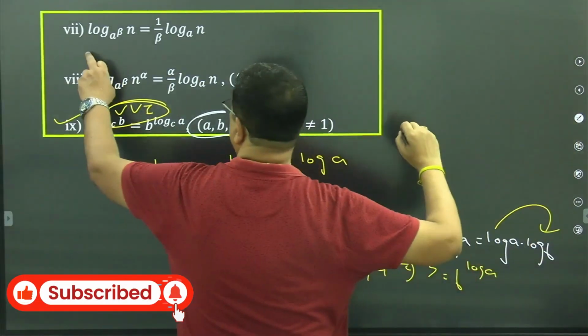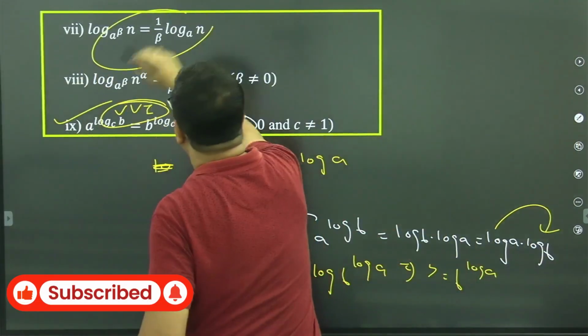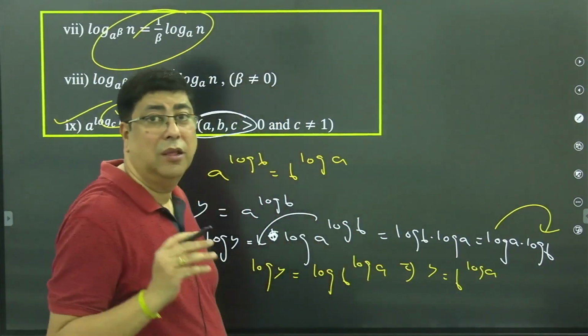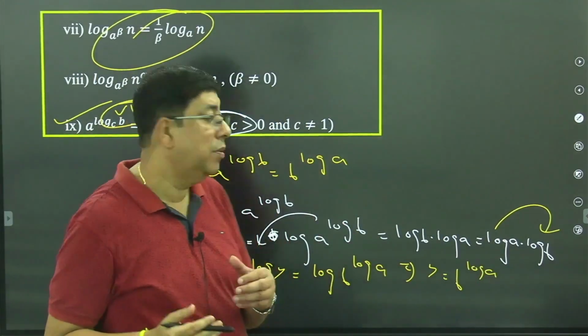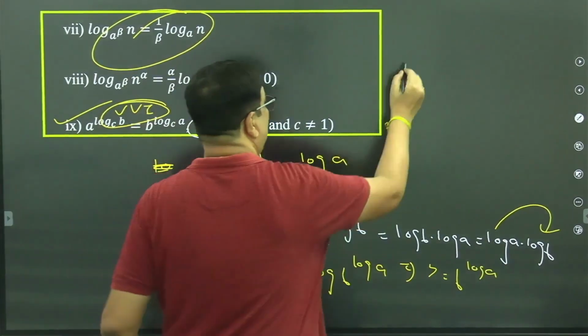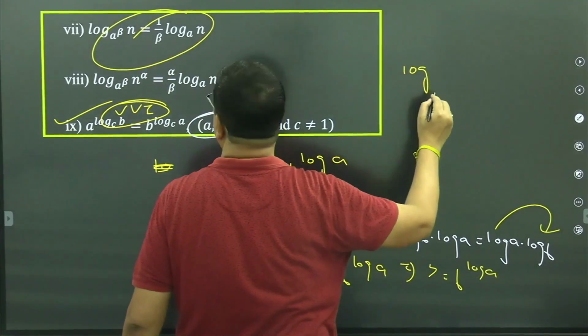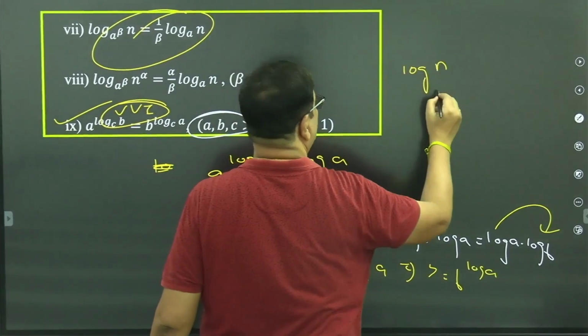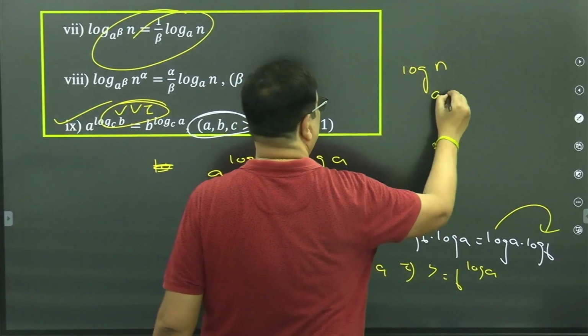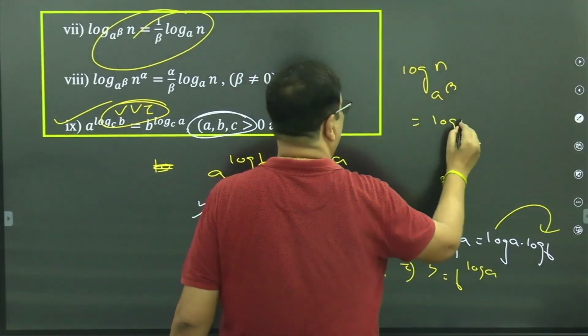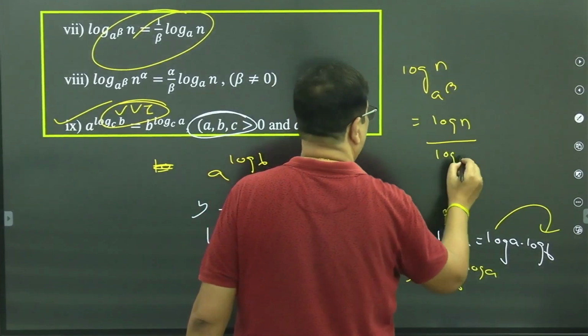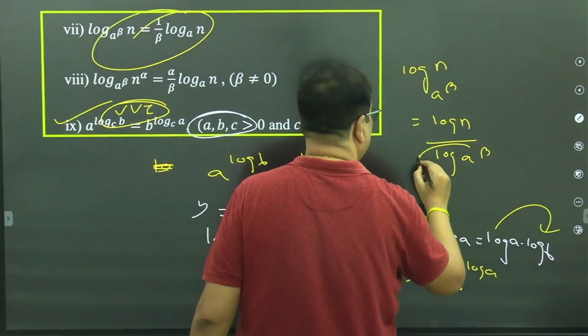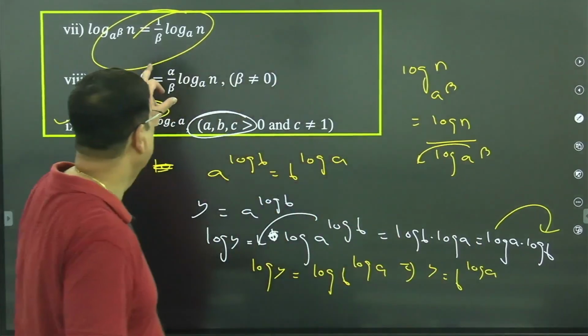And all these properties you have to know. Everybody, all these properties we can solve by practice. For example, if we apply that property, log a base b equals log a by log b, then log n base a to the power beta, we can write this as log n by log a to the power beta. This beta is coming out, so this is the property.